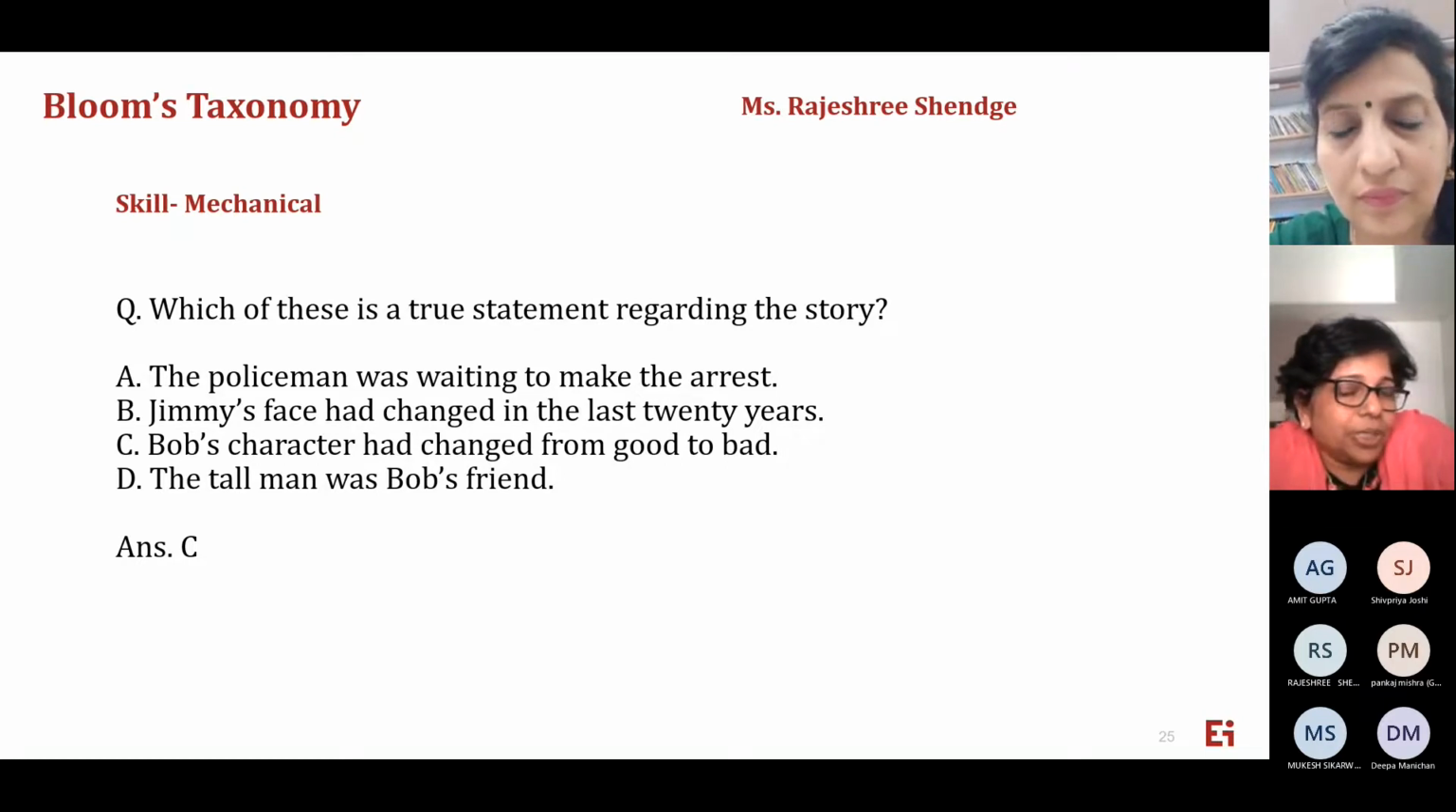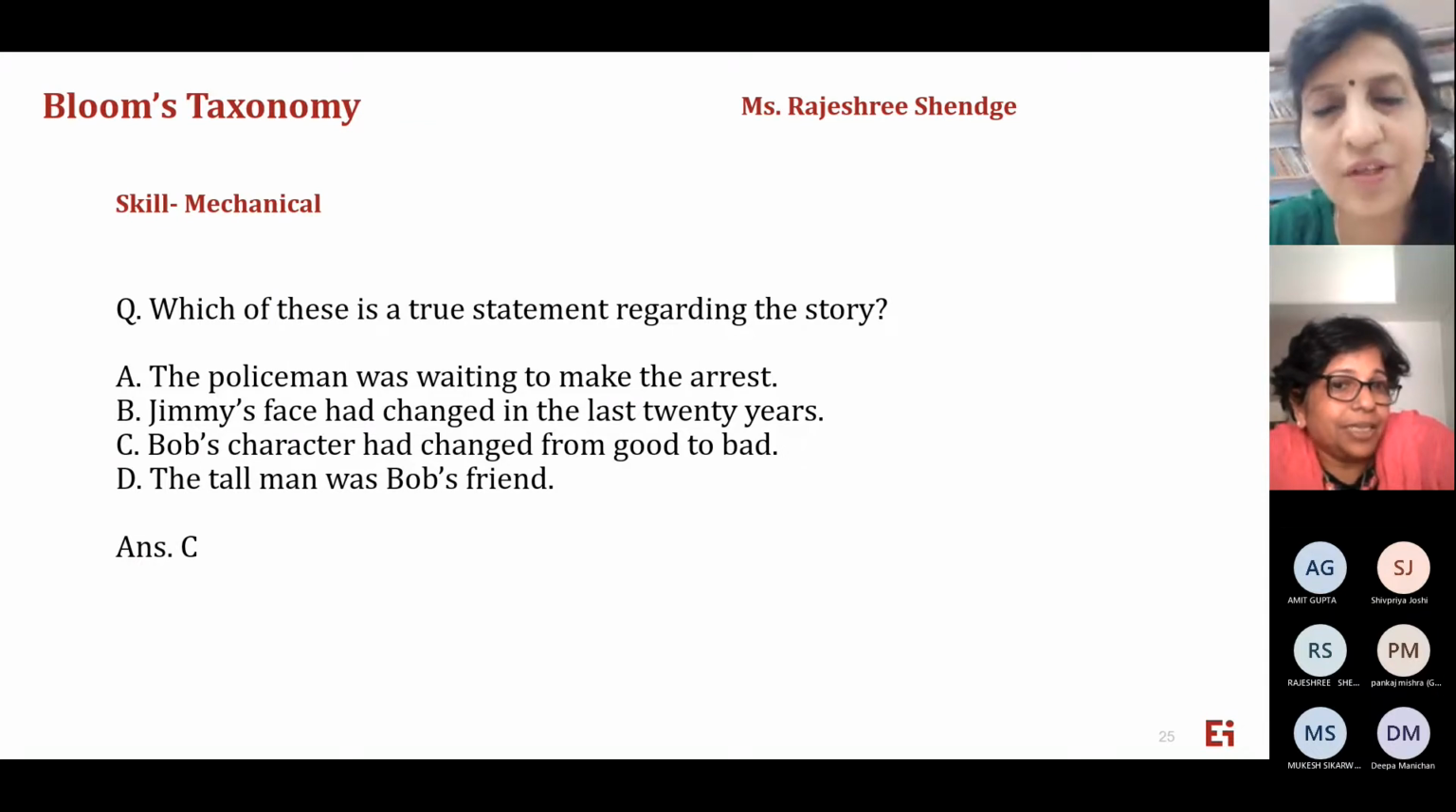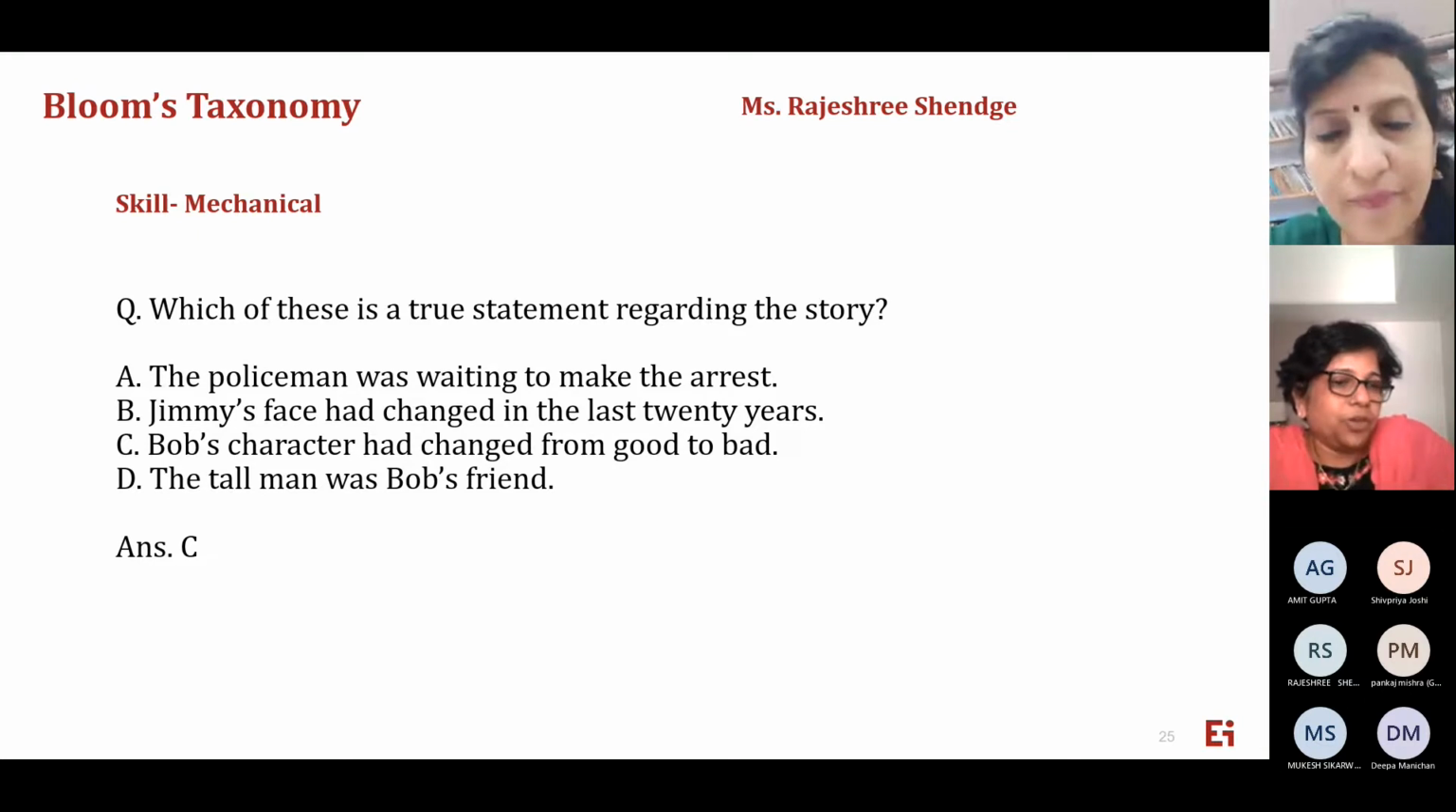Even to say that the tall man was Bob's friend, it's not directly stated. It is implicit, and somebody has to understand it. Right, ma'am? Yes, very good point, ma'am.